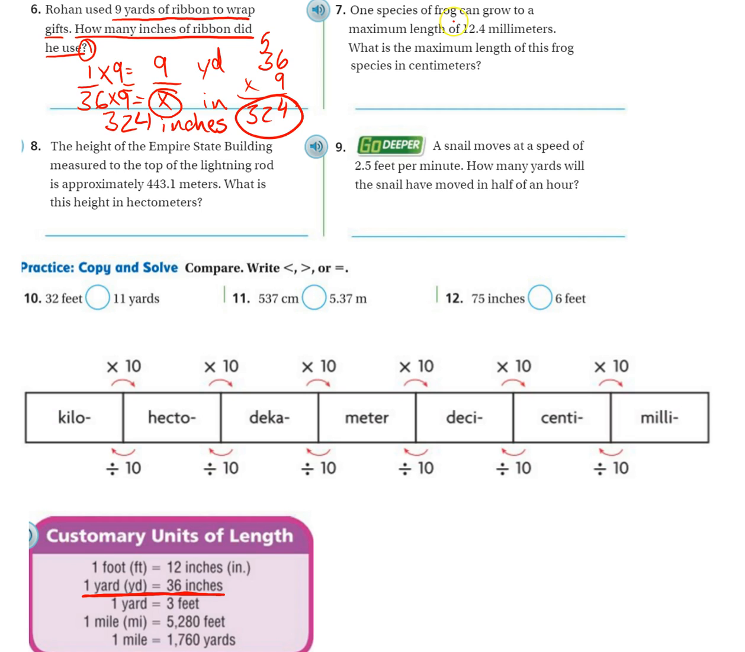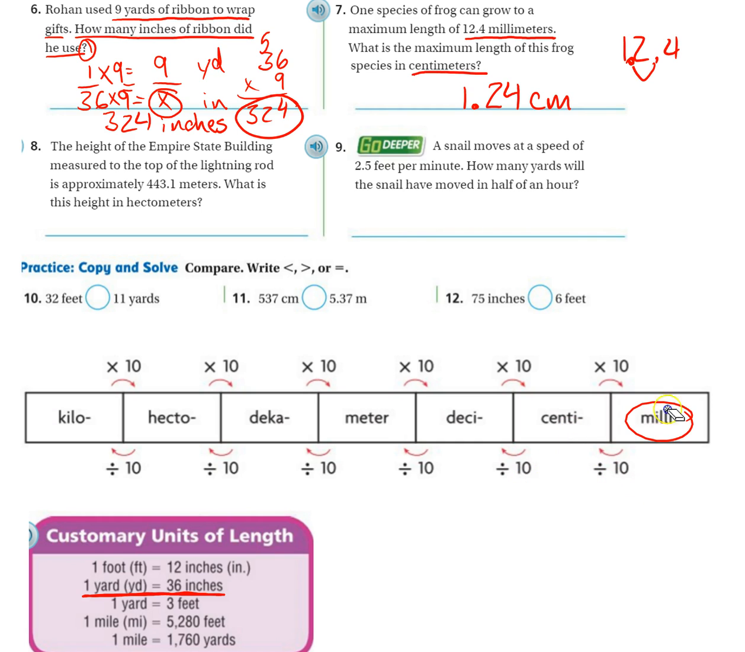Right, number 2, one species of frog can grow to a maximum length of 12.4 millimeters. Well, I'm on millimeters, so I circle my millimeters. What is the maximum length of this frog species in centimeters? So I'm going to centimeters. So I'm going over 1. And I'm going to the left. So I write my number 12.4. I move over to the left 1. And my new number becomes 1.24, and that is centimeters.